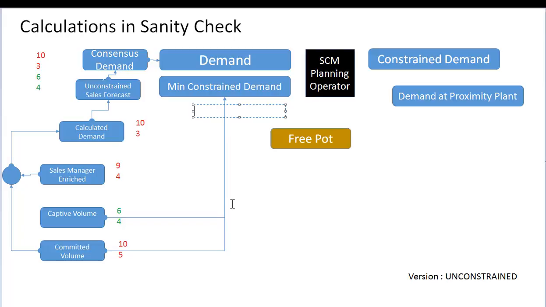The minimum constraint demand still will have the full values from committed and captive. As we explained before, in this situation, the free pot will not be negative because a special calculation in IBP will prevent that. And captive customers will never have a free pot.